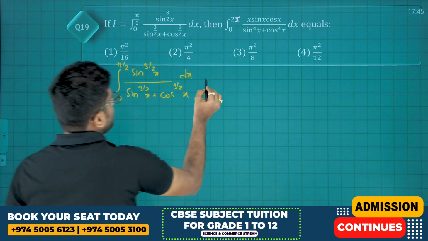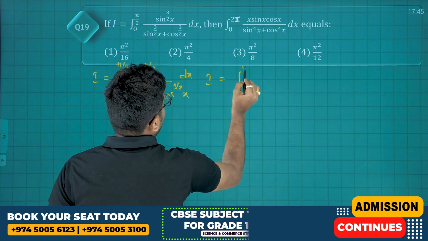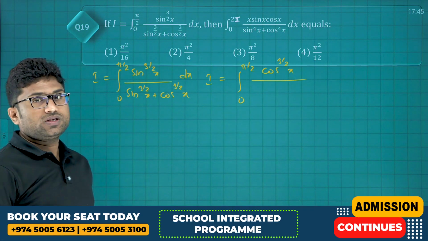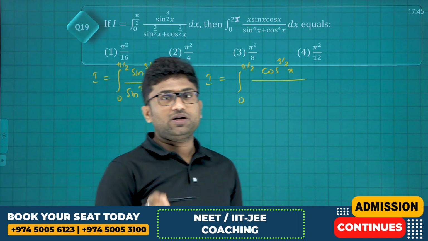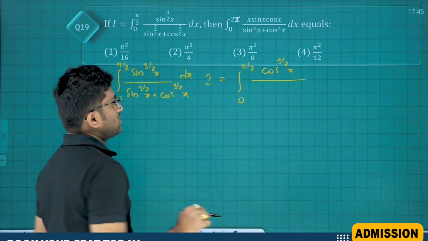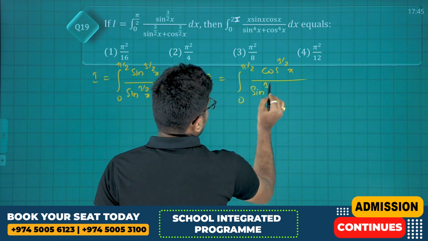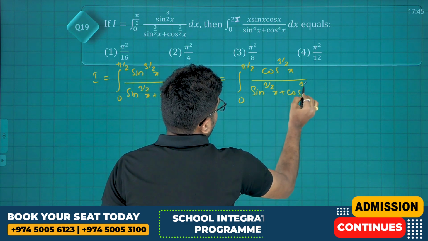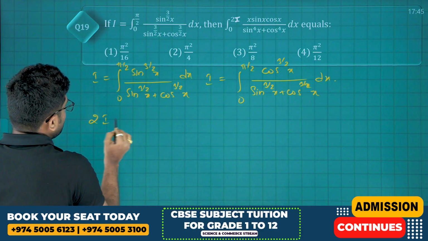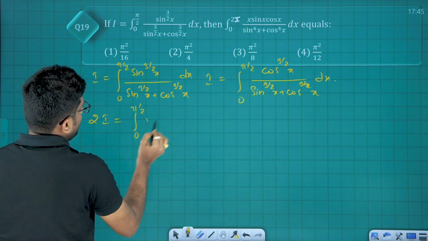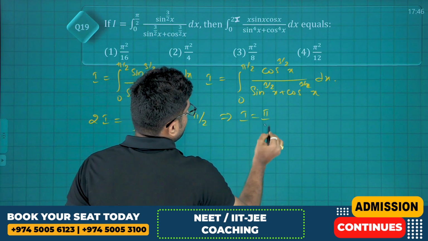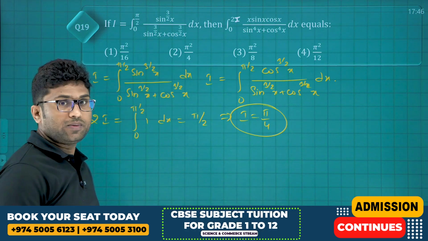If I apply King's rule, the same I can also be written as 0 to pi by 2 cos power 3 by 2 x. King's rule is integral 0 to a f of x can be written as 0 to a f of a minus x. So sine of pi by 2 minus x is cos x. Denominators will be same, plus cos power 3 by 2 x. So if I add these two now, 2I is equals to integral 0 to pi by 2 1 dx, which is equals to pi by 2. So from here I is equals to pi by 4. I is equals to pi by 4.